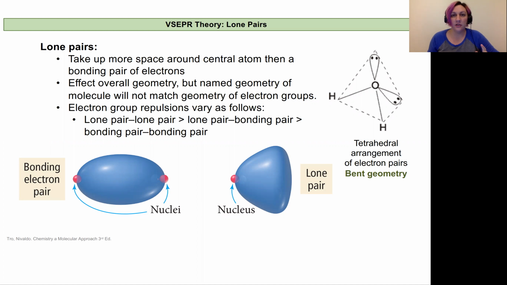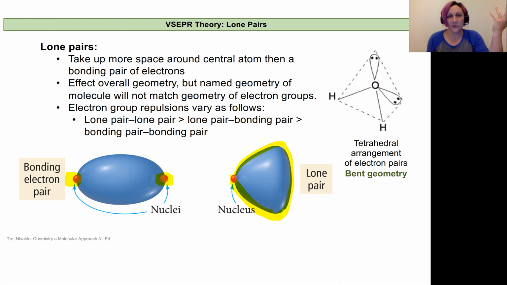Continuing our conversation about VSEPR theory, I now want to talk about the lone pairs in molecules and how that impacts the bond angles and also the geometry names that we use. So lone pairs are going to just take up more space around the central atom than a bonding pair of electrons. That's because those bonding electrons are attracted to two nuclei. And so that kind of changes the shape that it might take up in space. Whereas something with a lone pair, we can envision taking up even more space like this.